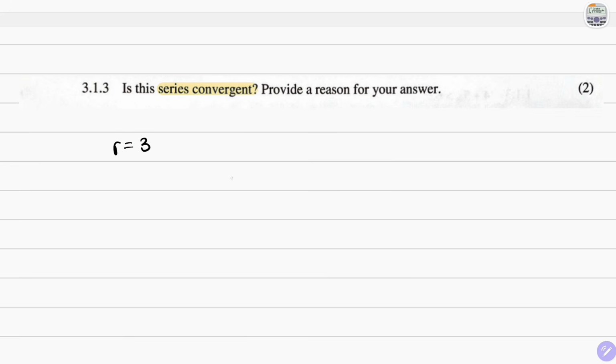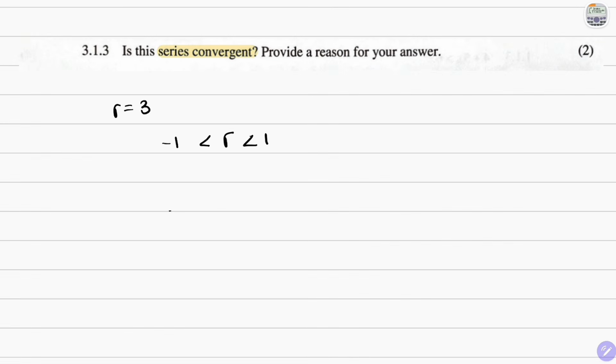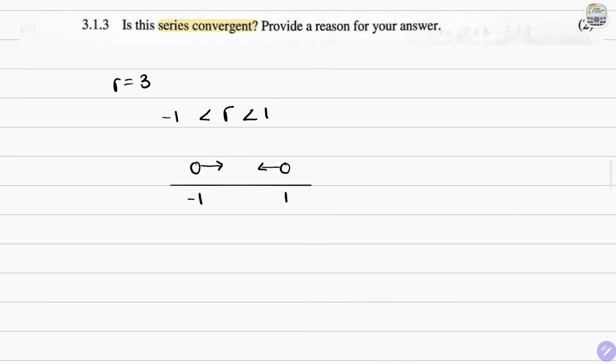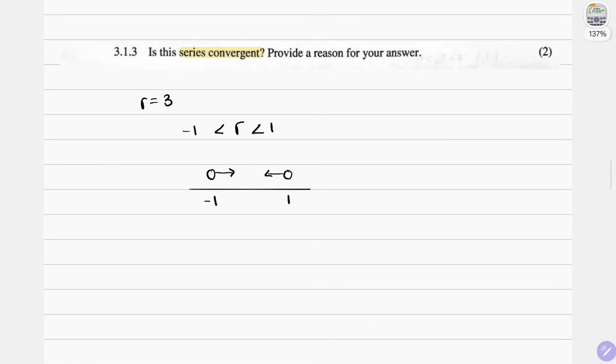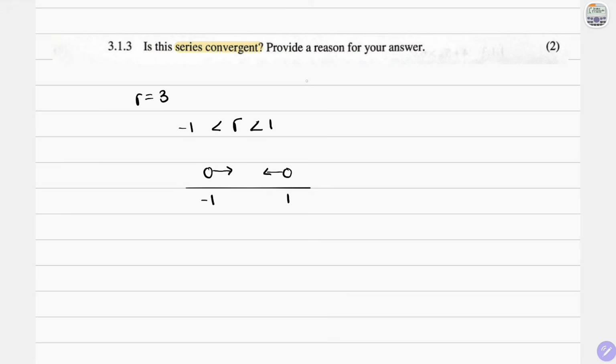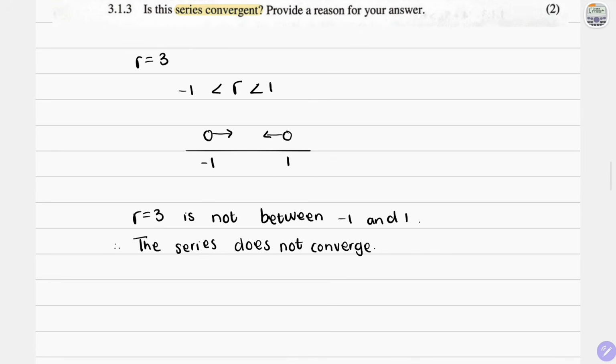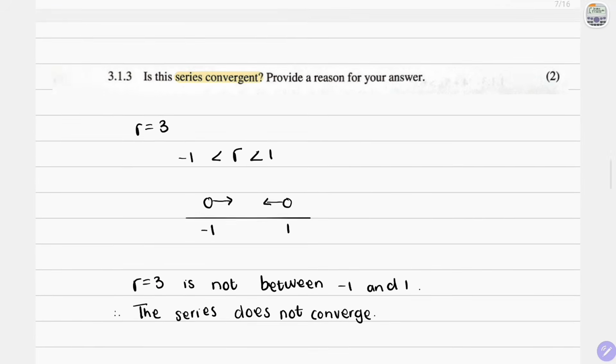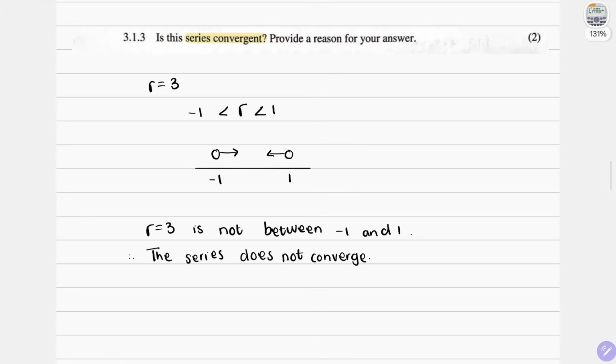So for it to converge, you see that r was equal to 3. For it to converge, r should be greater than -1 but less than 1. So we see that 3 will not lie in this range. It is not greater than -1 but less than 1. So we can finally just tell them 3 is not greater than -1 but less than 1. Therefore, the series does not converge. So this r value is not between -1 and 1. Therefore, the series does not converge. And that is our answer.